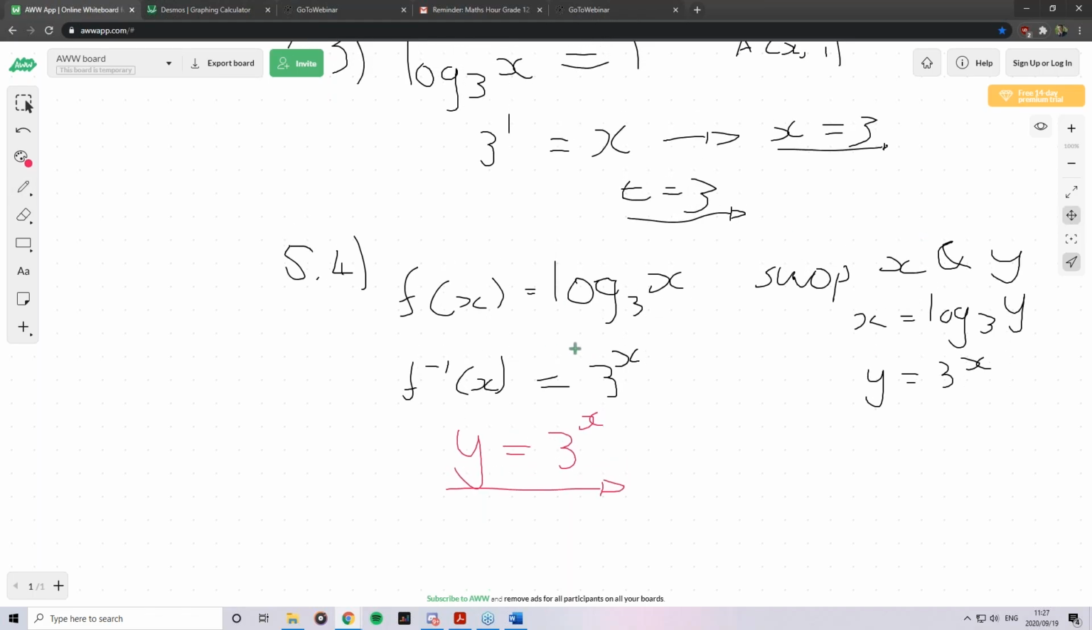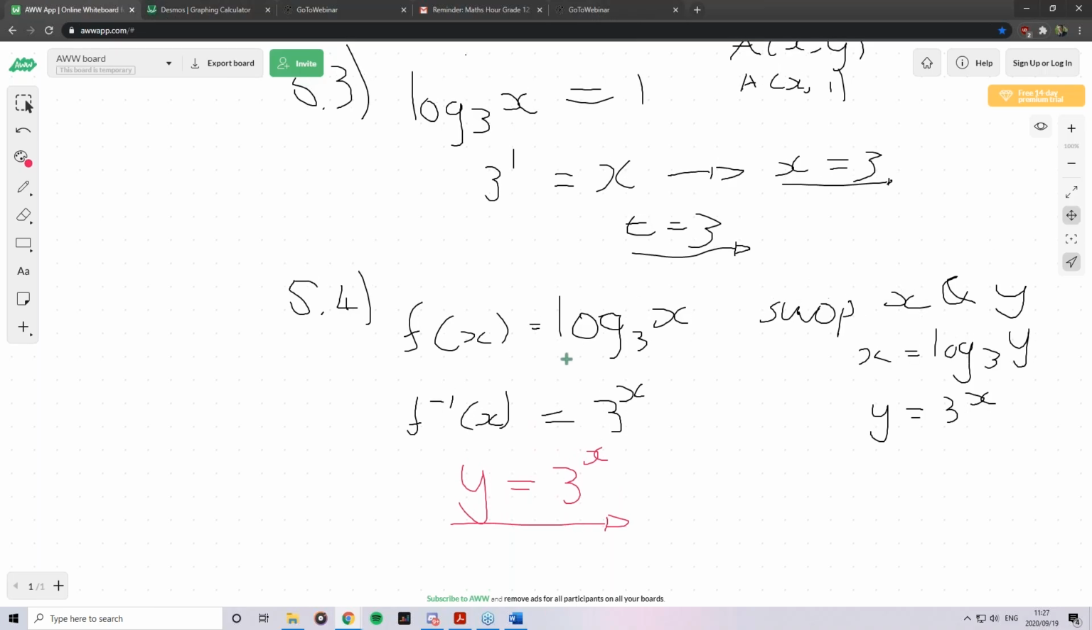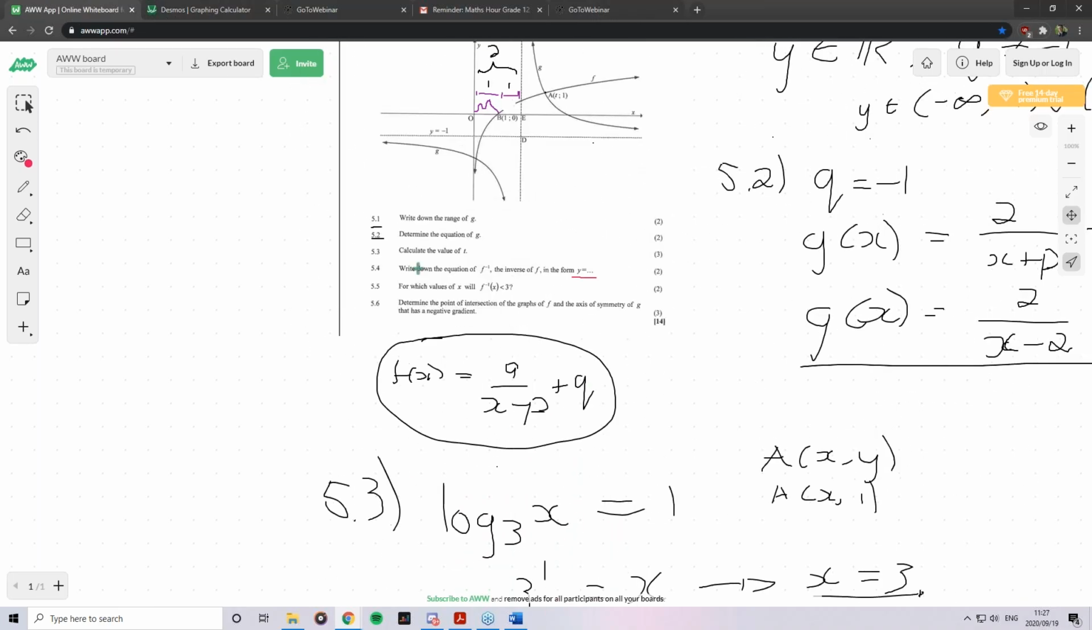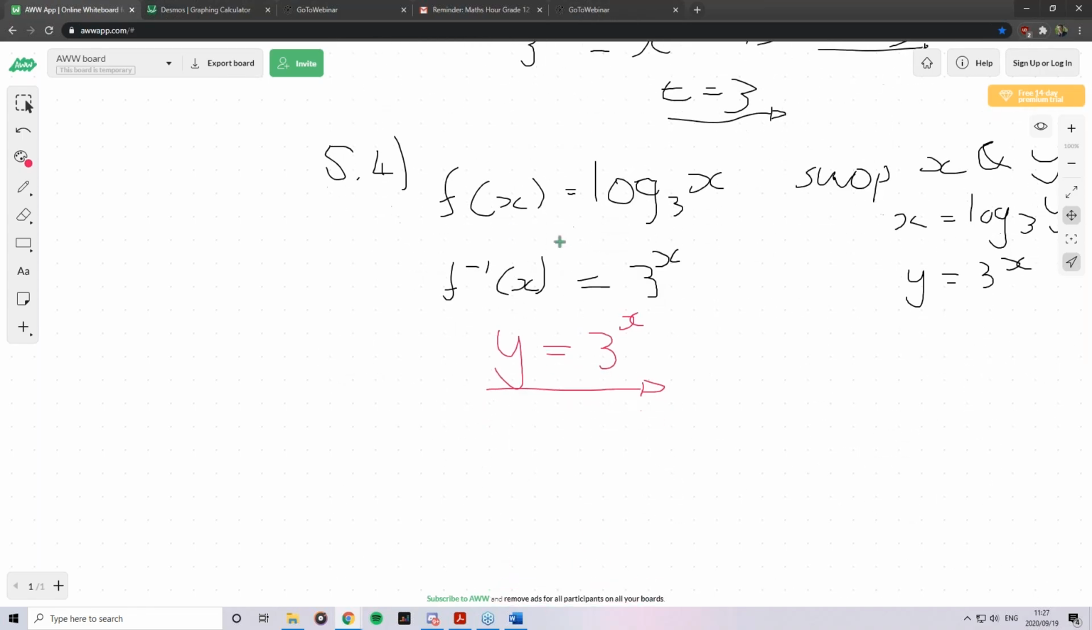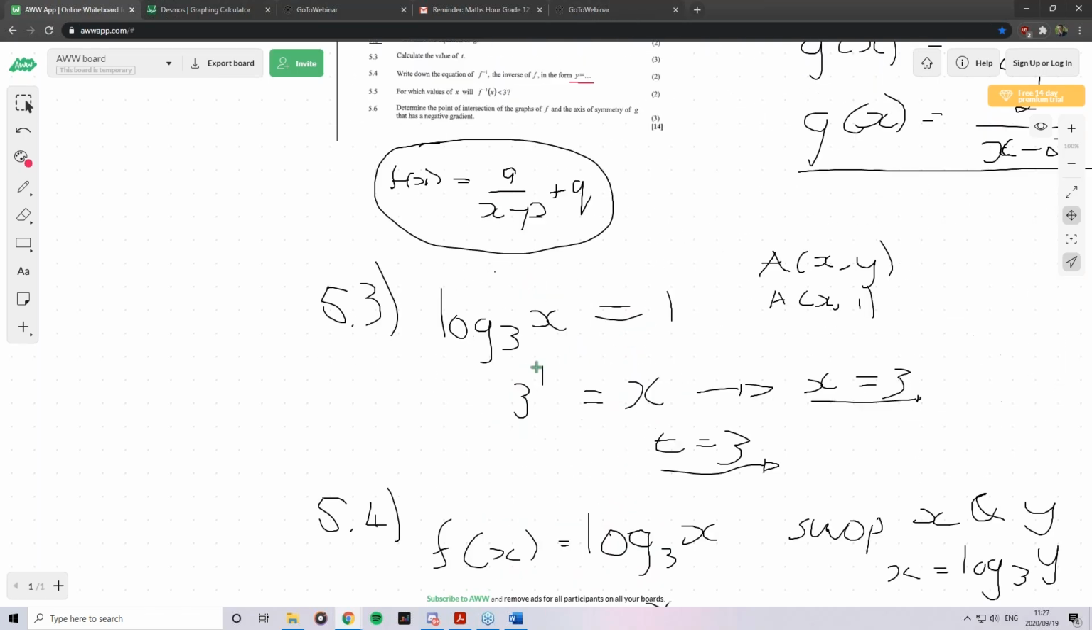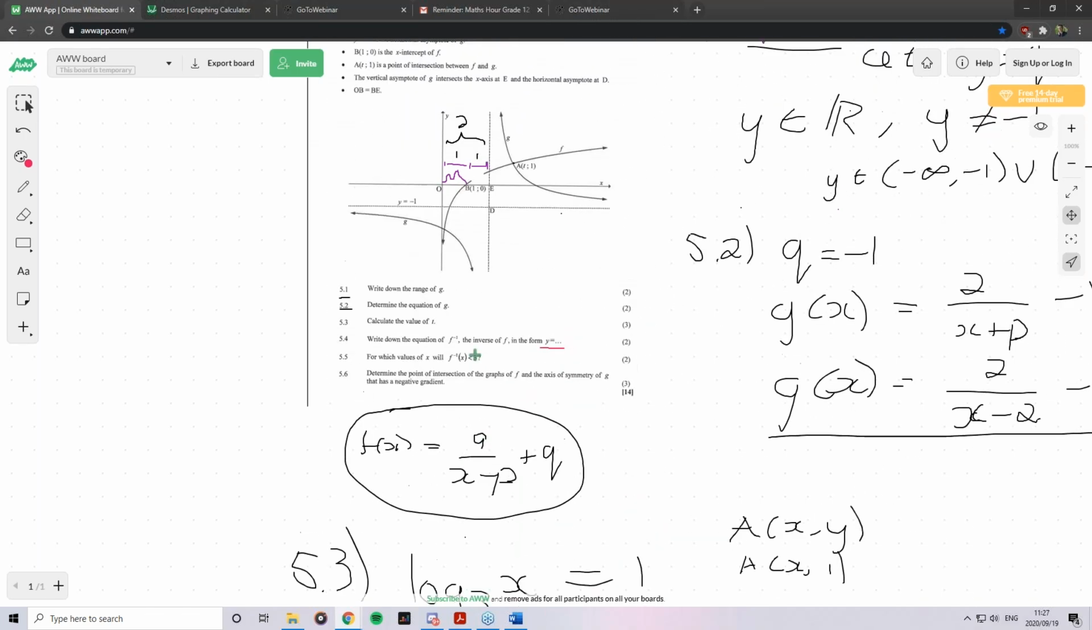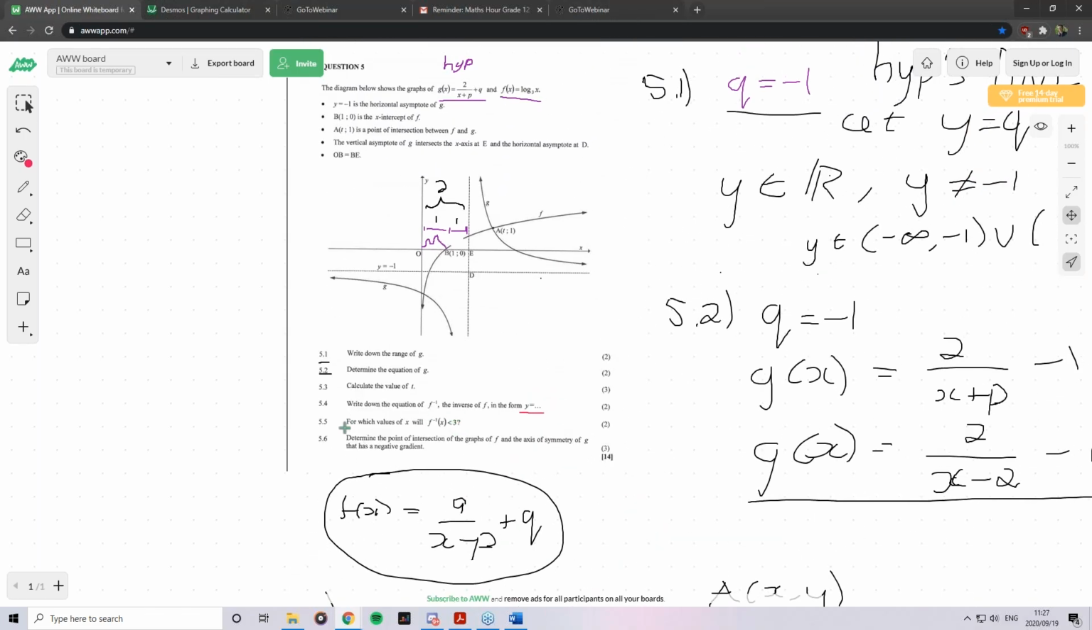Something that can help you with not losing marks like this is, once you think you've solved the question, go back to it, read it, and say, have I written down the equation of the inverse in the form y is equal to? That's how you can check. Now, I'll give you a bit of time to do 5.5 and 5.6 as well.